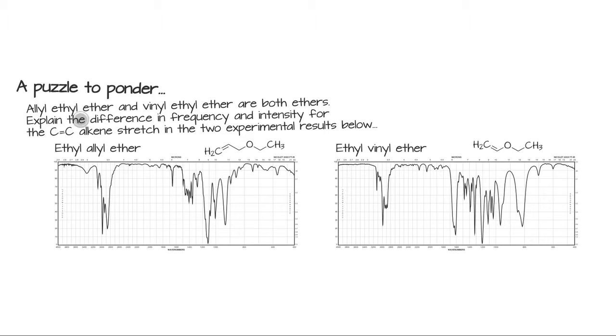So here's a question for you. There's ethyl allyl ether. This is the structure here. It's not conjugated. And here is ethyl vinyl ether. It is conjugated. Can we make sense of the observations below? I'm looking at the carbon double bond. It's about where I expect, 1650. Here I'm looking at the carbon-carbon double bond. It's a much stronger signal, but it's a little lower, 1640.